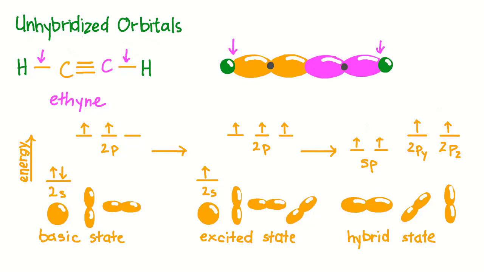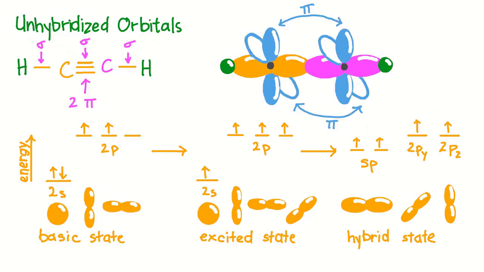The sp hybrid orbitals overlap with hydrogen's 1s orbitals to create the carbon-hydrogen bonds, and the sp hybrid orbitals from each carbon overlap to create one of the carbon-carbon bonds. All 3 of these bonds are sigma bonds. The remaining 2 carbon-carbon bonds are pi bonds, formed from the 2 unhybridized 2p orbitals. So triple bonds, like the one in ethine, are formed from 1 sigma and 2 pi bonds.